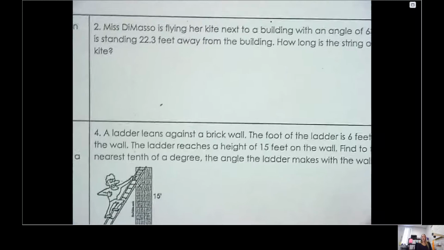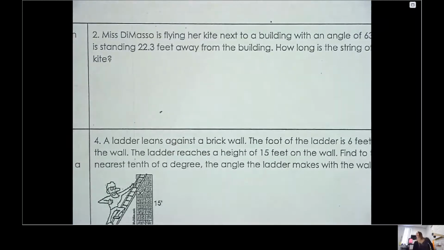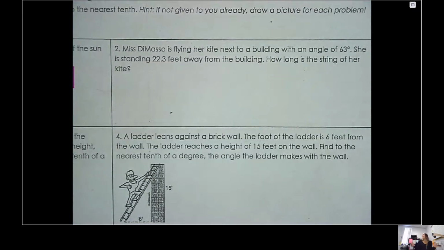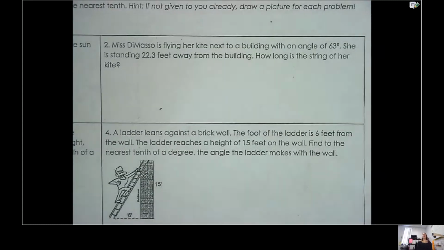Okay. So I'm going to do number 2 and number 6 with you, and then you're going to do the other ones on your own. Now, number 2. What do you notice already before we get started? There's no picture, which means we're going to be artists today. Okay, we're going to draw some pictures. Oh, well, you don't have a choice. Okay, number 2. Miss Damaso is flying her kite next to a building with an angle of 63 degrees. She's standing 22.3 feet away from the building. How long is the string of her kite?